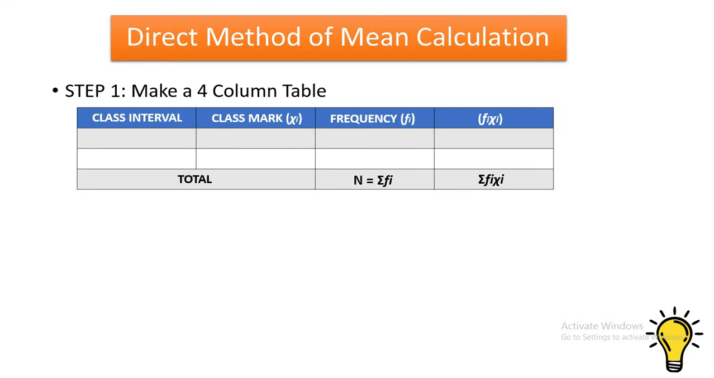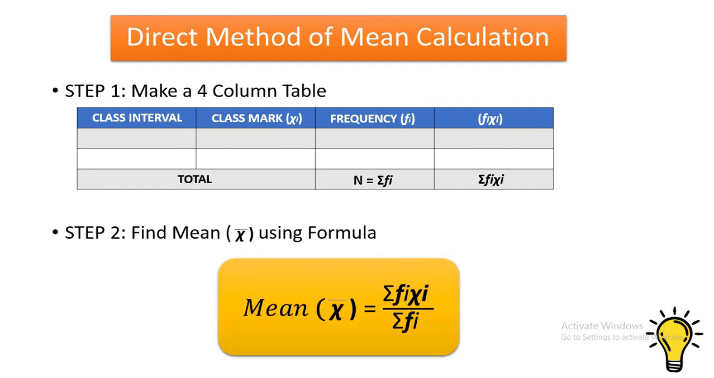Now once the table is ready, most of your work is done. Now step number 2 is just finding out the mean. You might remember the mean is denoted by X bar. And the given formula for the direct method is very simple. The formula says simply mean is equal to sum of FiXi divided by sum of all the frequencies.